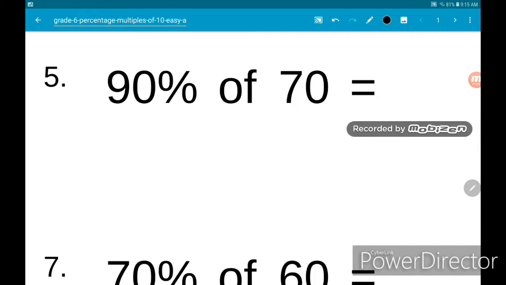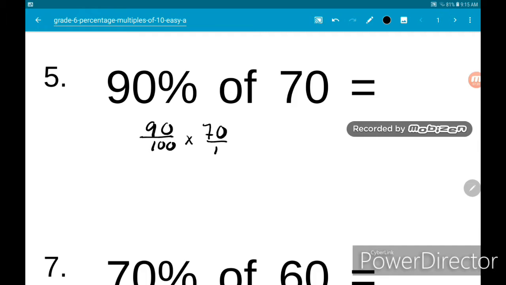And Nelson, 90% of. You think percentage, what do you think of? 100. So we do 90 over 100. Of means multiplication. 70, I'm going to put over 1. You can do it 90 over 100.